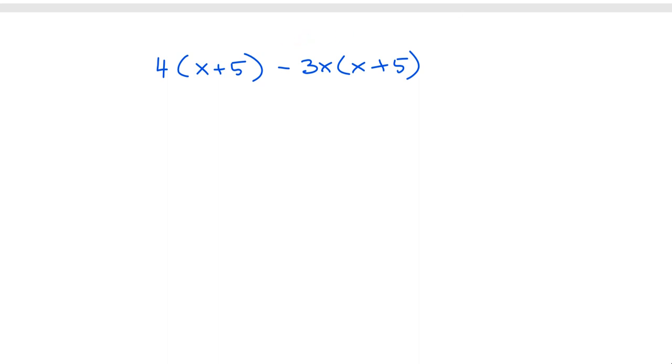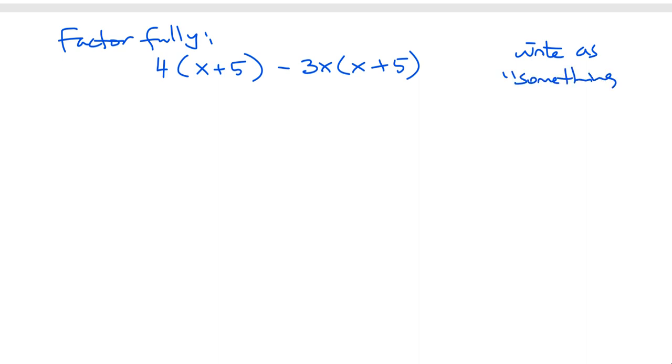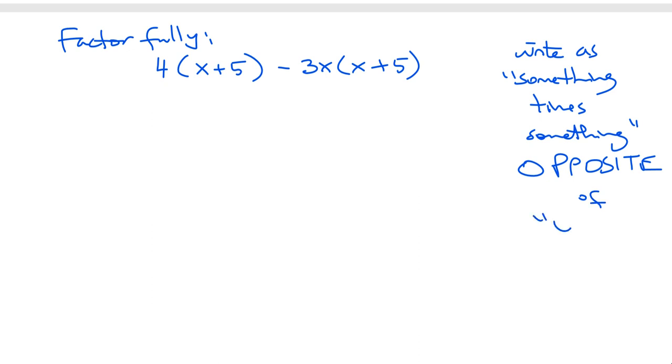Okay, so the question is going to be: factor fully. That's the question. So factor means write as something times something. It does not mean expand. It's the opposite of expand. Okay, because expand actually does the multiplication. Factoring says write it as a multiplication. So I'm going to write here: opposite of expand. So we're not going to expand, even though we think that's what we should be doing. We're not. Look for a common factor.